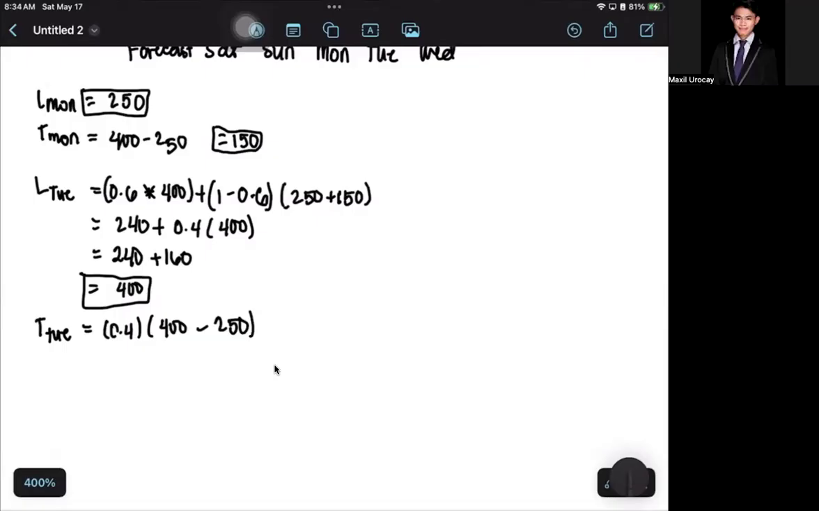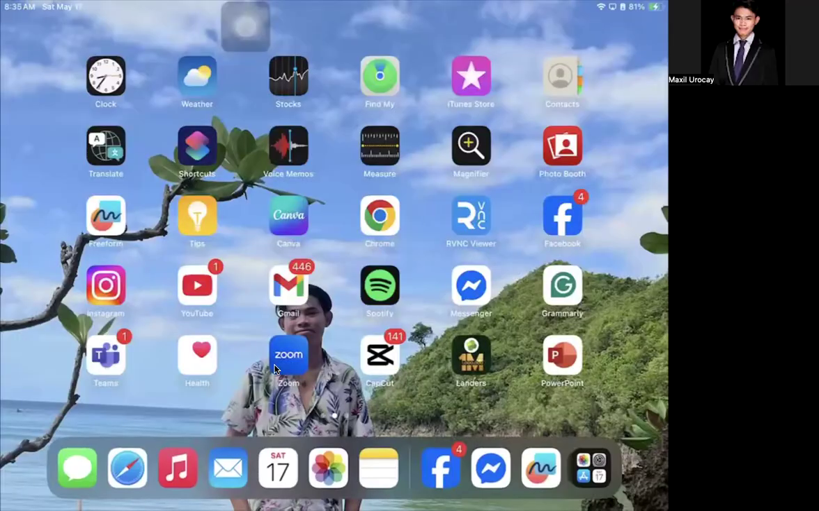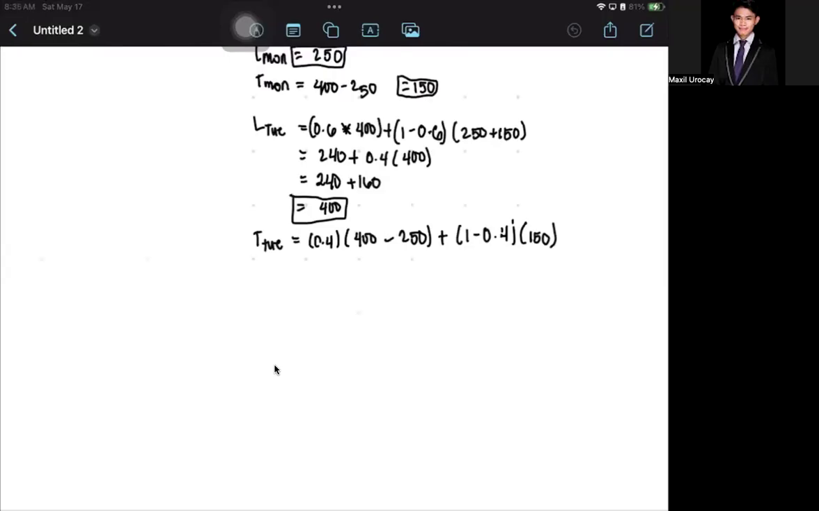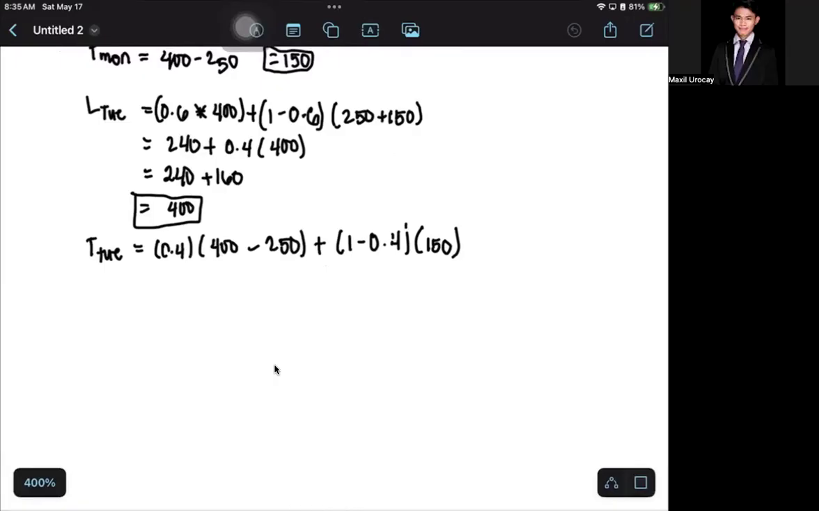And then afterwards, plus 1 minus beta. And then after that one, the trend minus 1, the previous trend is 150, which is the trend of Monday. So you have to calculate that one basically. I'm so sorry, that went off. Let me just fix it for a moment. Okay, then what will happen right now? 400 minus 250, that equates to 150.